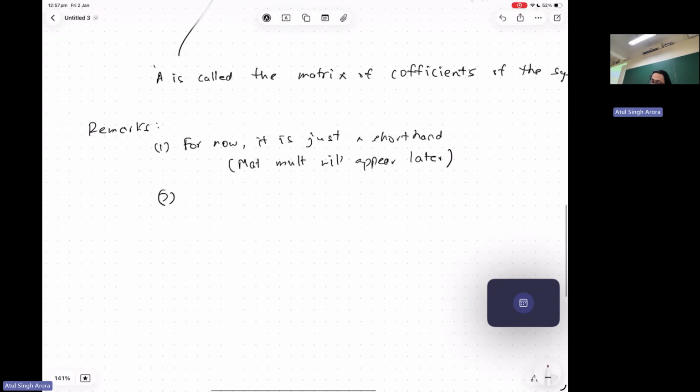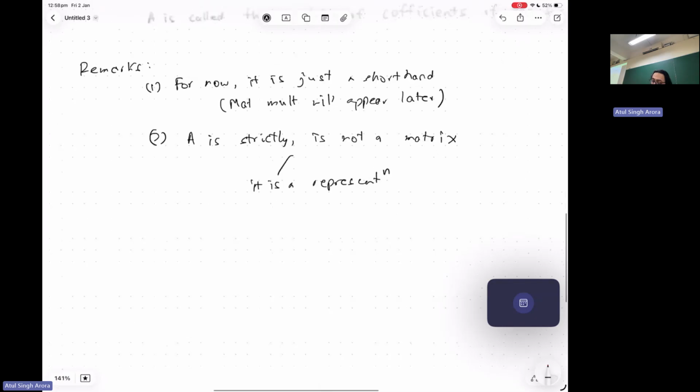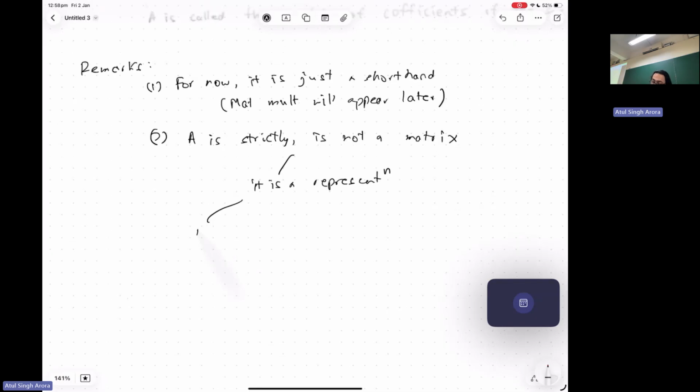And there's this sort of pedantic comment which says that A is strictly speaking not a matrix. I mean, it's a representation. Okay, so it is a representation. And so what a matrix is, the definition apparently is that, you need to see this probably once in your life, so it's okay.